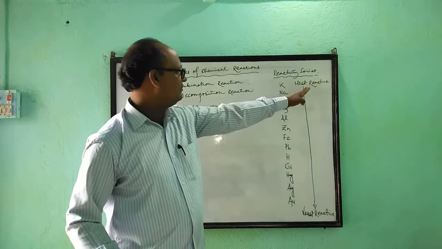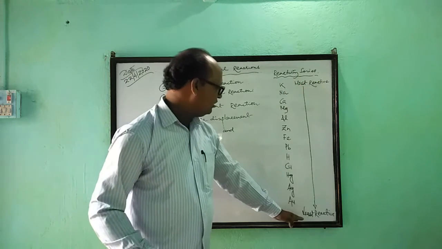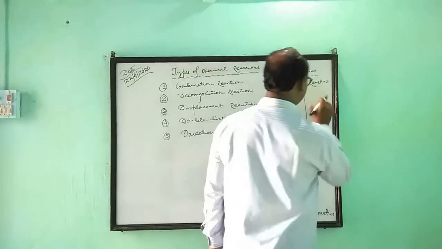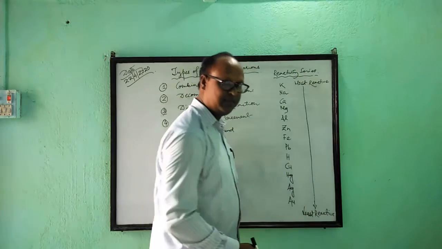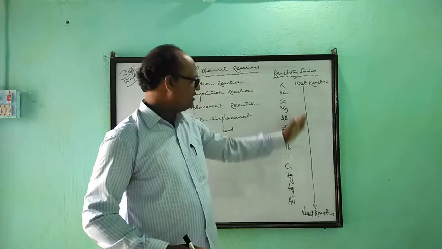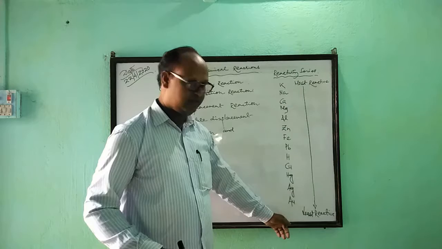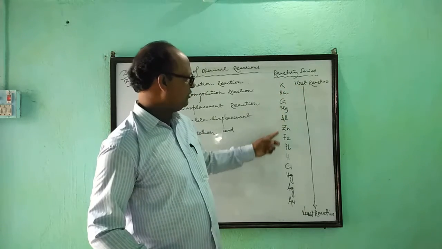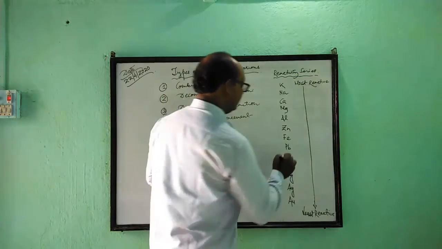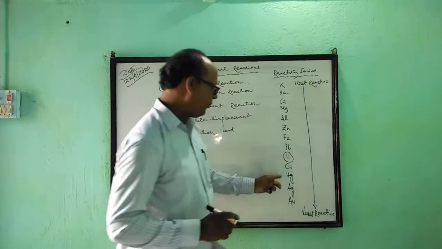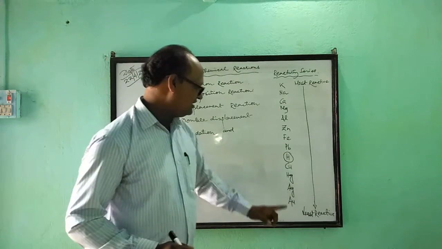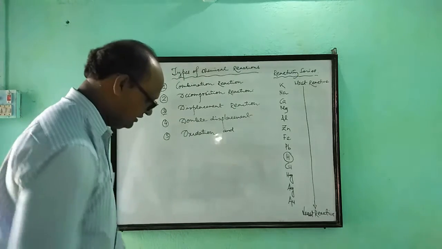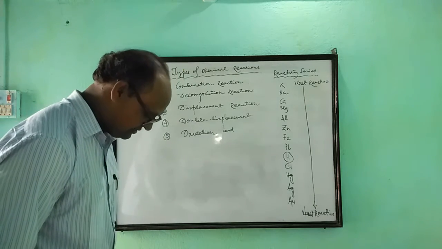Potassium is the most reactive, and aurum is the least reactive. That means reactivity decreases from top to bottom. That is, potassium is the most reactive, then sodium, then calcium, then magnesium, then aluminium, then zinc, and Fe, lead. Then hydrogen, copper, Hg, Ag, silver and gold. Now we read about the displacement reactions.